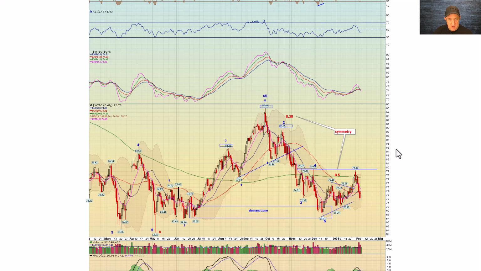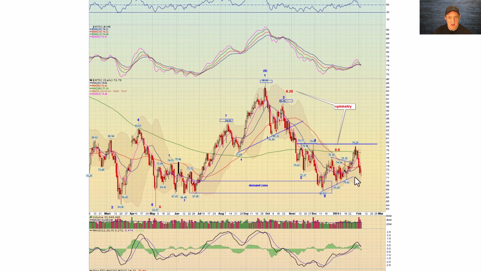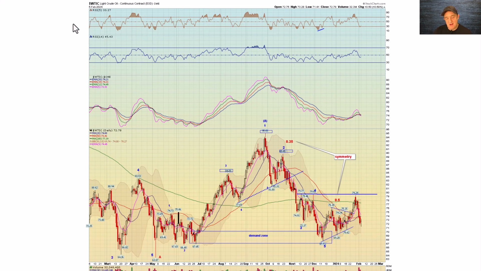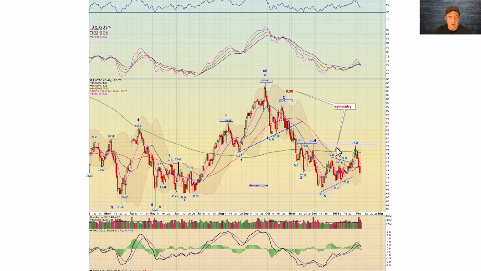Chart number 45. Here's crude oil. Again, it's been leaking lately. We'll see if it can form yet another higher low or not. Obviously, that rallying dollar doesn't help. And again, it's predicated on a lot of things in the Middle East, what OPEC does, etc.